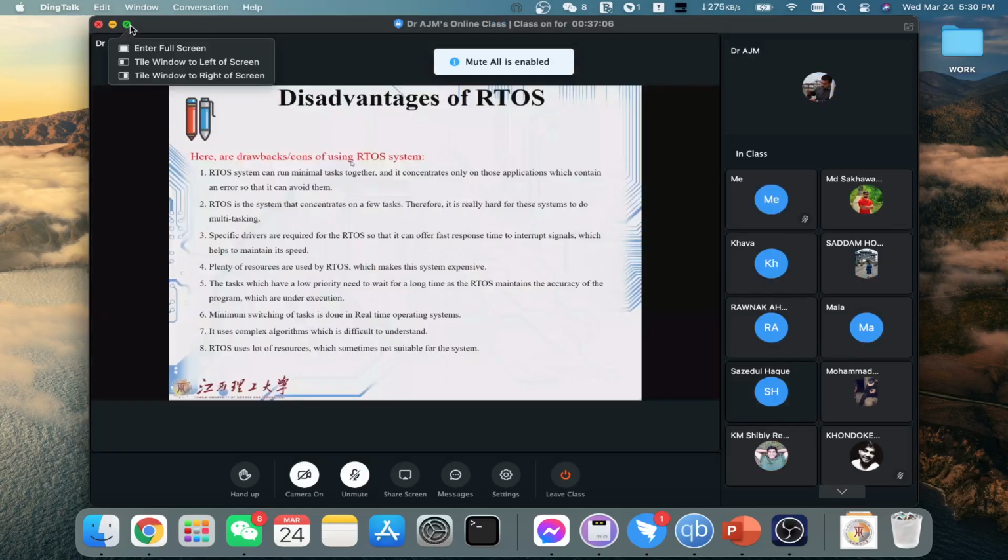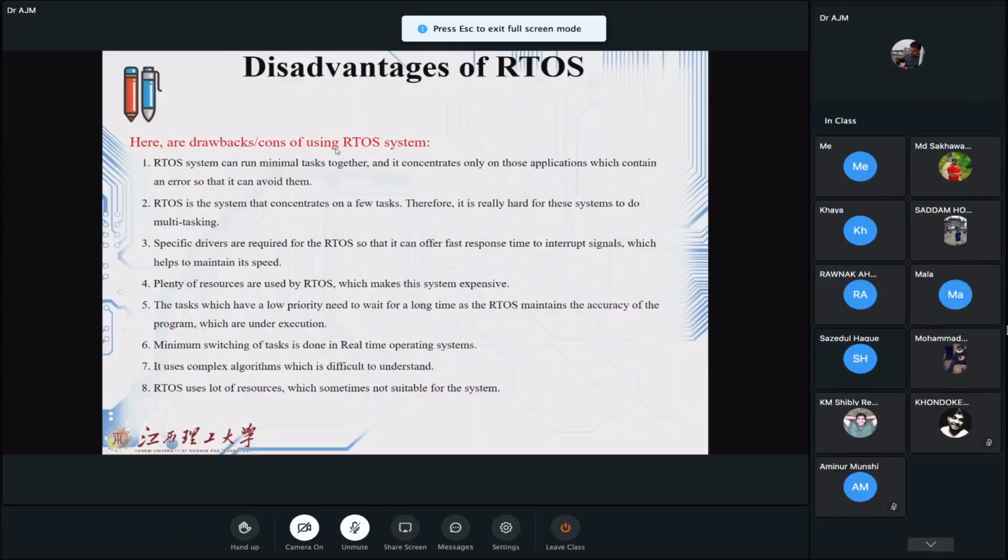An RTOS is a system that can concentrate on only a few tasks. It's really hard for these systems to do multitasking. Compared with a general OS, you can see that multitasking is not possible, and specific drivers are required. Plenty of resources are used by the RTOS. And the tasks which have low priority need to wait a long time as the RTOS maintains the accuracy of the programs under execution. Minimal switching of tasks is done in a real-time operating system, and it uses complex algorithms. An RTOS also uses lots of resources, which is sometimes not suitable.